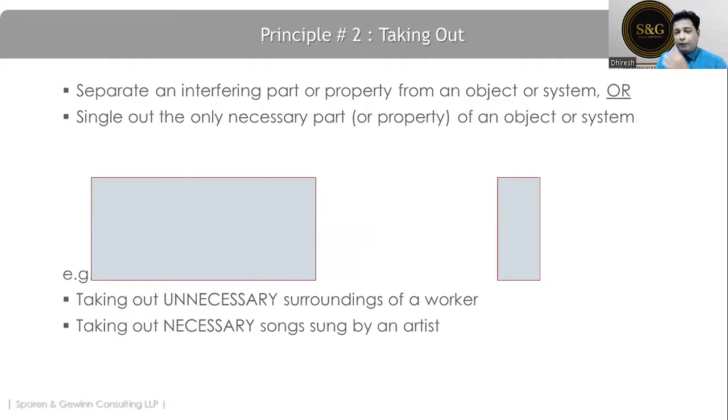Another example I would like to give is the second principle, which is called taking out. The first principle out of these 40 principles is segmentation. The second principle is called taking out. What is taking out? Separate an interfering part or property from the object or system. Separate the parts from the system, or single out the only necessary part.